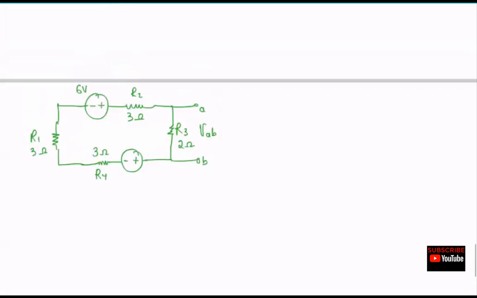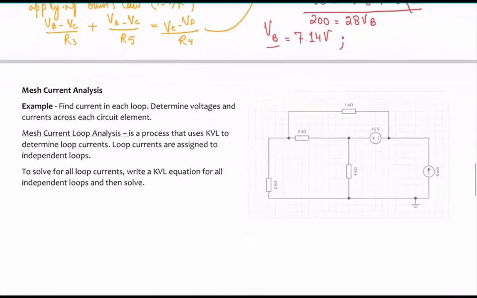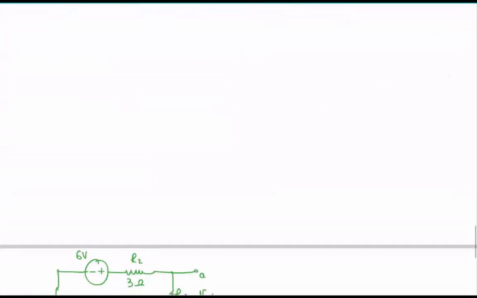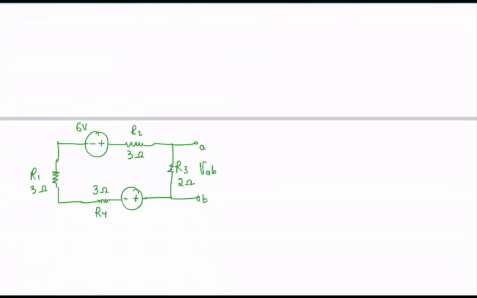Now remember, just like we were applying KCL in nodal voltage analysis, in mesh current analysis you are going to apply KVL. It is a process that uses KVL to determine loop currents, and loop currents are assigned to independent loops, okay? Notice here, how many loops you got here? You got one loop here, correct? This is your loop over here, and you have to decide what is going to be the direction of the current within that loop. And usually we go with clockwise direction because it's more natural to us as human beings, okay? So we're going to assume that current is going to flow in clockwise direction.